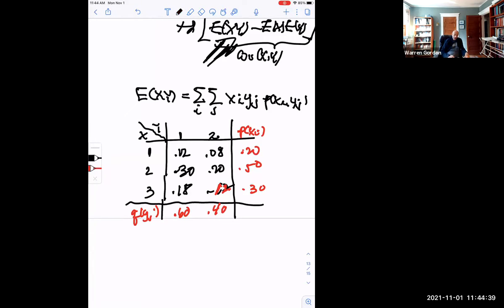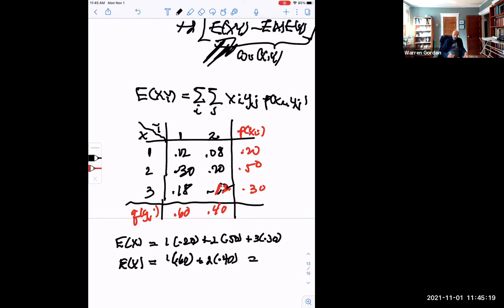So let's look at this problem. Firstly, if I wanted to compute E of X, that would just be 1 times 0.2 plus 2 times 0.5 plus 3 times 0.3. Whatever that gives me. If I wanted E of Y, I would get 1 times 0.6 plus 2 times 0.4, and that would give me E of Y.